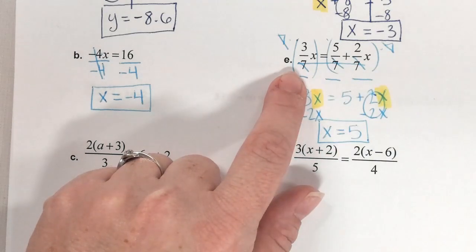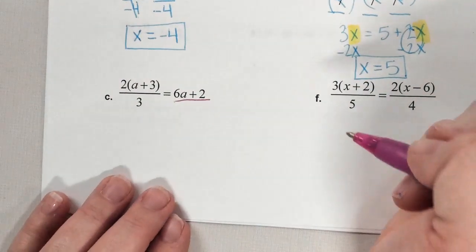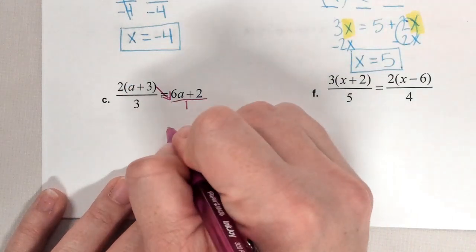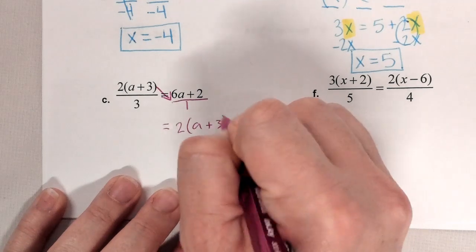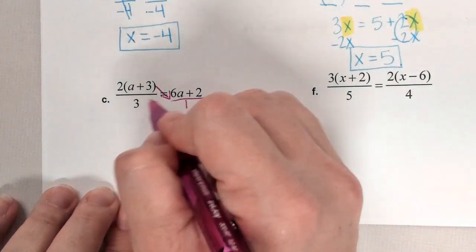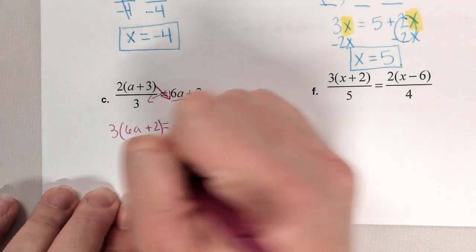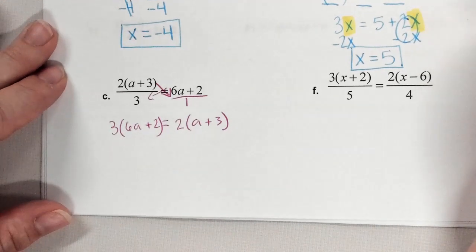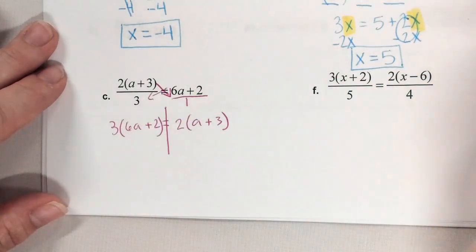Does that make sense? So I know this isn't a fraction, but what can I put on the bottom to make it a fraction? 1. And now I can cross multiply. So I have, well, 2 times 1 is 2, a plus 3. And then this is 3, 6a plus 2. Now it's not a fraction and it's a little simpler to solve. What do I need to do to solve it though? Distribute. I need to simplify both sides by distributing.